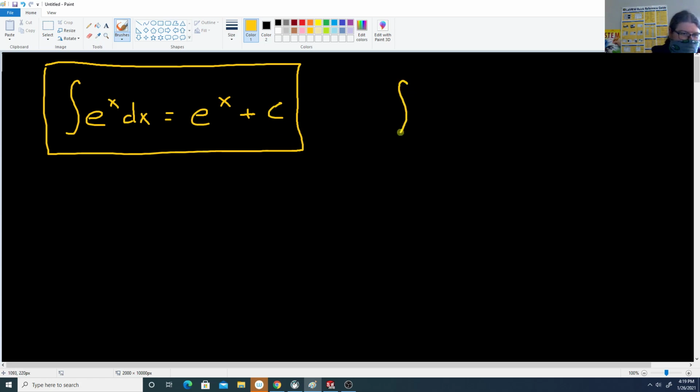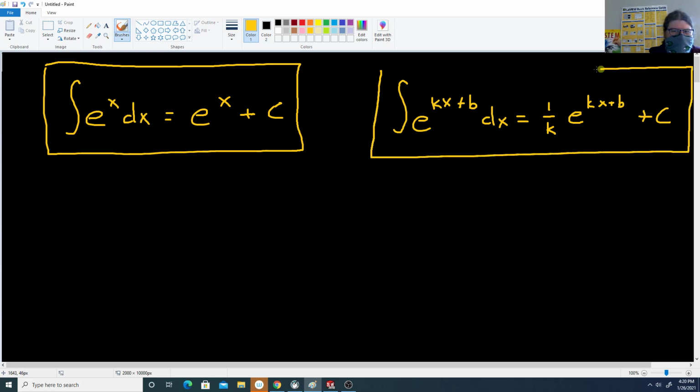We also get a corresponding one: if you have the integral of e to the kx plus b dx, that will equal e to the kx plus b. If you took the derivative, you'd get e to the kx plus b left alone, then you'd have to multiply it by the derivative of kx plus b, which would be k. So we're going to need a 1 over k out front to cancel out the k that would get brought down from the chain rule. Then we have to put plus a constant after it.